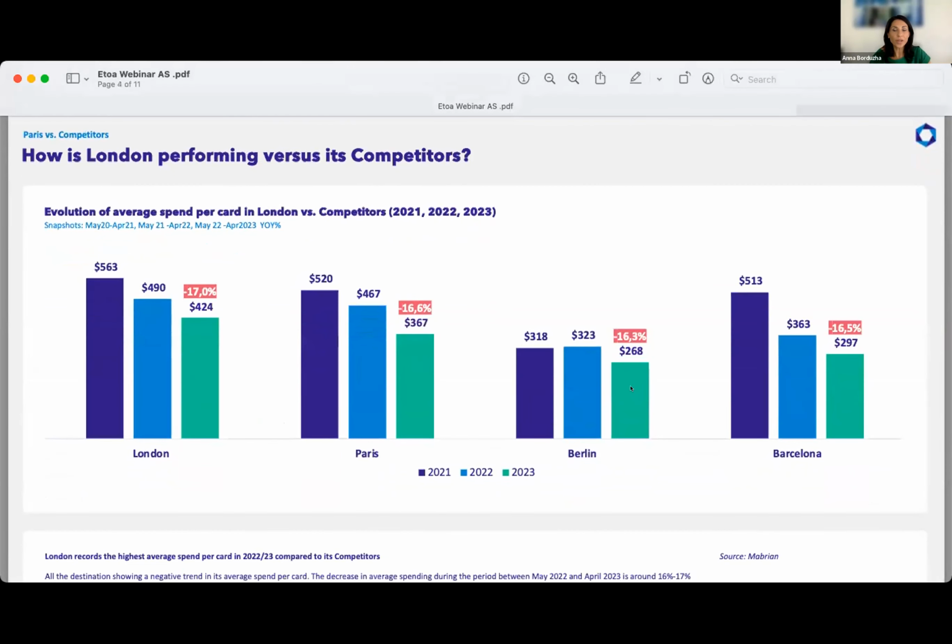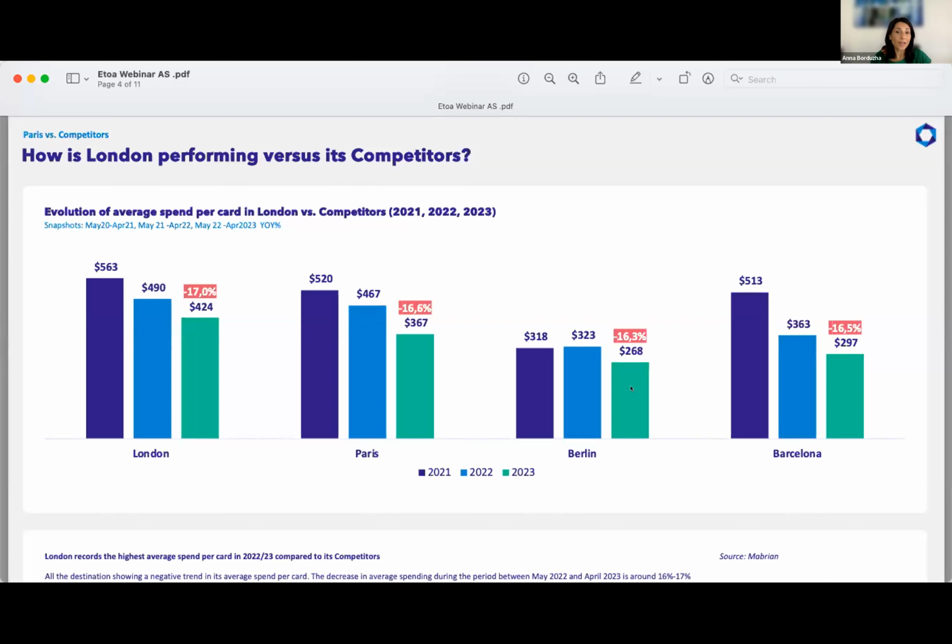Let's see if it's a common trend or something that can be seen only in the London destination. For that, we will analyze also other destinations. Again, we will use the average spend per card holder on a yearly basis for this analysis. And from this analysis, we can see that the highest average spend per card holder is in the London destination, followed by Paris. However, we can see a very common trend for all of the destinations. It's a decrease in the average spend from the last year. And the decrease is quite similar between all the destinations. It's around 16 to 17%.